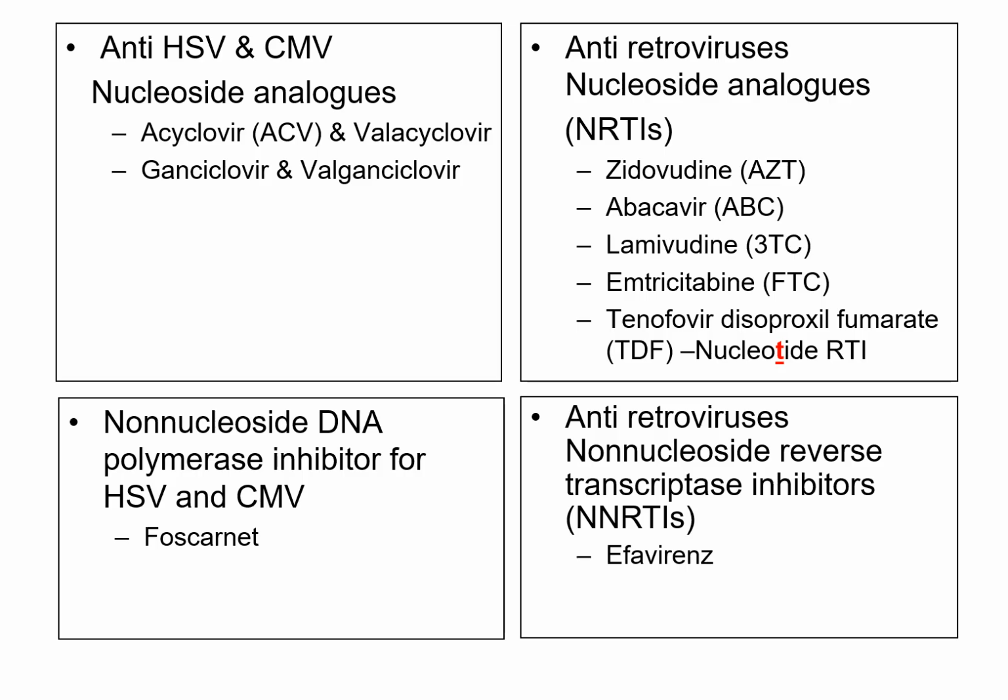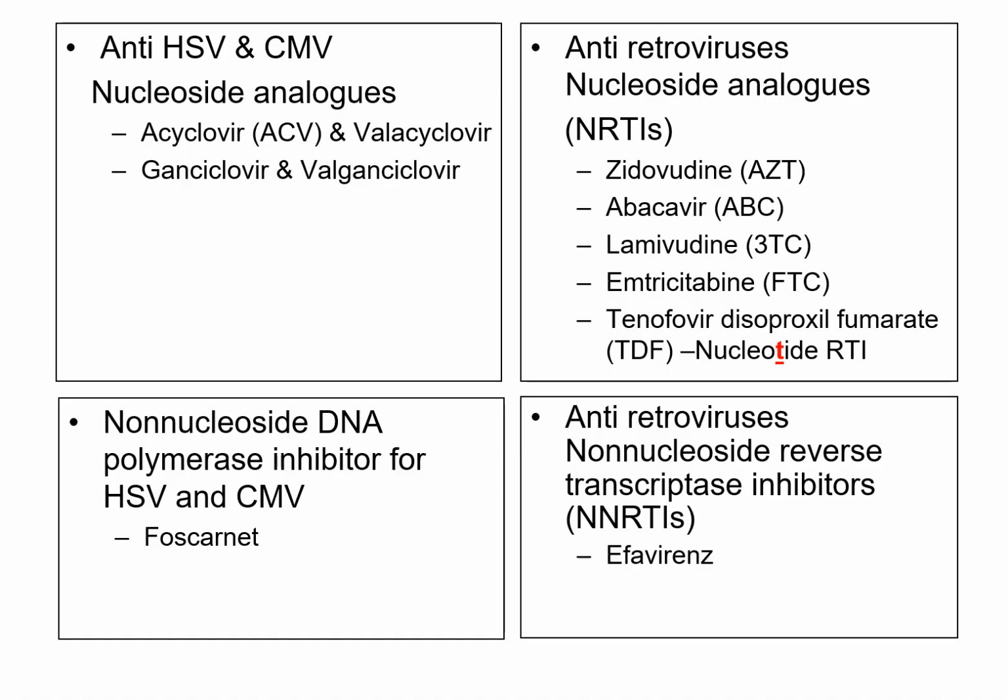In this slide, I show you the outline that we're going to follow in the coming slides. First, we're going to start with the anti-HSV and CMV, herpes simplex virus, cytomegalovirus, and also, by the way, the varicella zoster virus. We will start with the nucleoside analogs. So again, those are analogs to specific nucleosides and hence will inhibit the DNA polymerase in this case. I'm going to talk about acyclovir and the prodrug valacyclovir, and then ganciclovir and the prodrug valganciclovir.